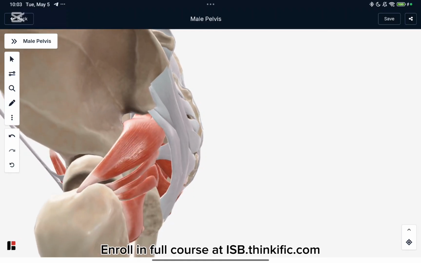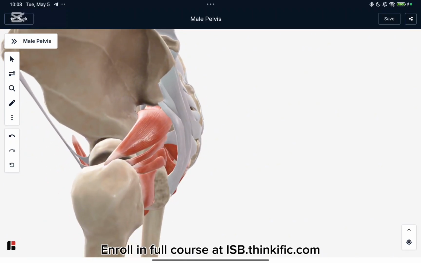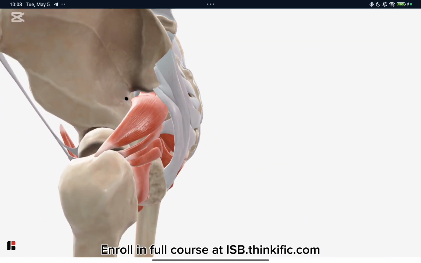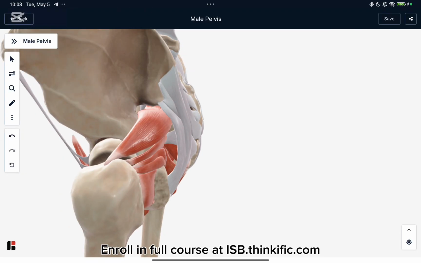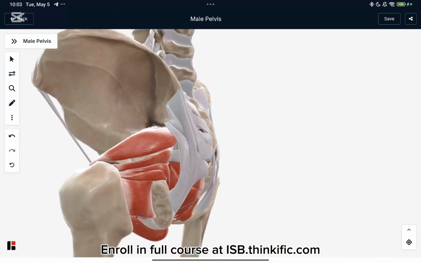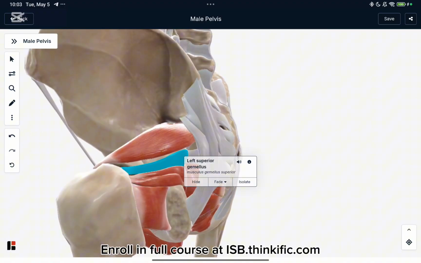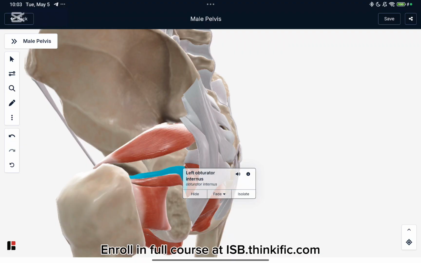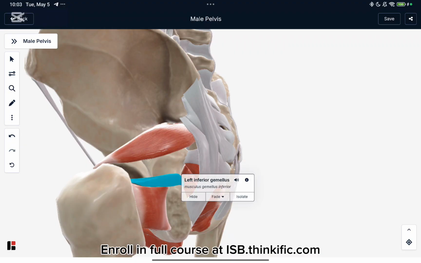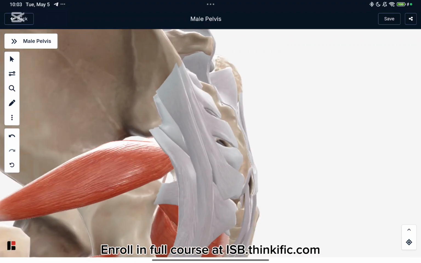Here it is, emerging as a massive, majestic muscle from the greater sciatic foramen and inserting on top of the greater trochanter, above the insertion point of obturator internus. Now this muscle makes a very important division or subdivision. Let's remove all of the other muscles because I want to show you something so important.